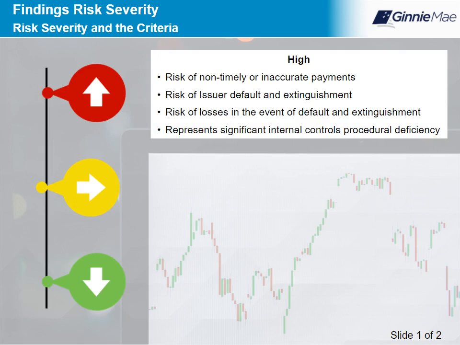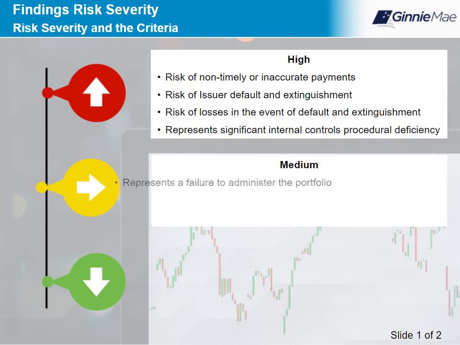High risk represents significant internal controls procedural deficiency that, if not addressed, could disrupt management and transfer of the portfolio if Ginnie Mae were to assume the portfolio as a result of a default and extinguishment. Medium risk represents a failure to administer the portfolio that could, if not addressed, negatively affect its future value.